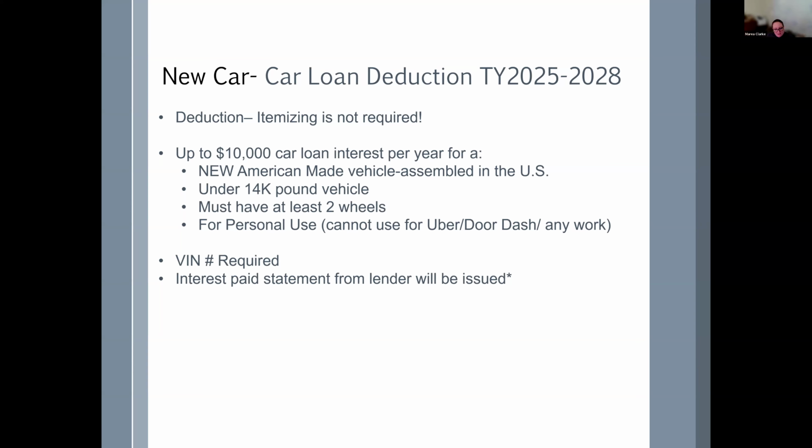And if you bought that new car and you took out a loan to buy that new car, up to $10,000 of car loan interest that you paid can be deducted as an adjustment. There is a VIN number that's going to be required, so we're going to have to report on the vehicle identification number, essentially. And there should be an interest paid statement that will be issued by your lender.